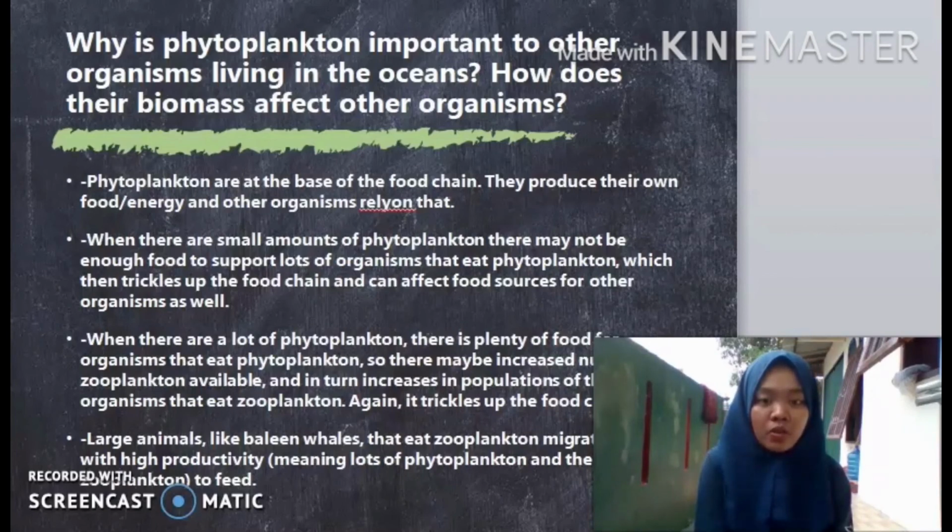When there are a lot of phytoplankton, there is plenty of food for organisms that eat phytoplankton, so there may be increased numbers of zooplankton available, and in turn an increase in the population of the organisms that eat zooplankton, moving up the food chain. Large animals like beluga whales that eat zooplankton migrate to areas with high productivity, meaning lots of phytoplankton and therefore zooplankton to feed on.